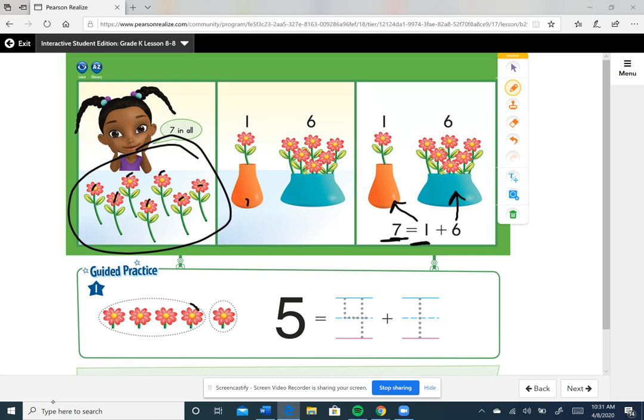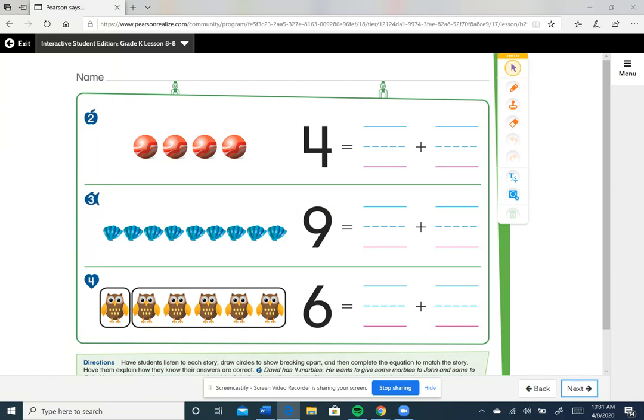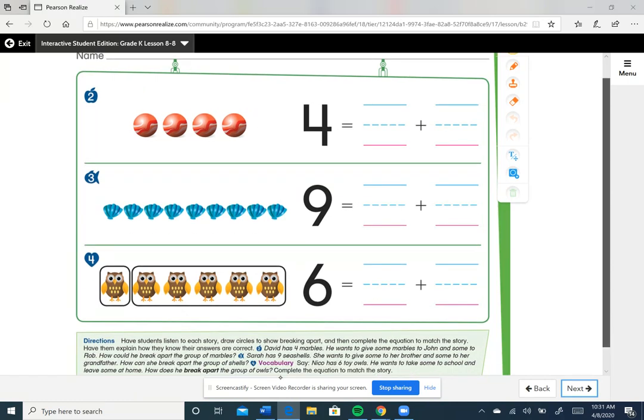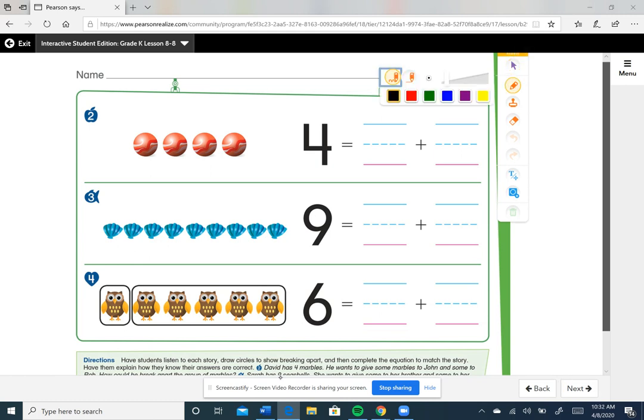So same thing now. She has 4 in one vase, 1 in the small one again. So our equation is 5 equals 4 plus 1. Excellent. All right, now we have some story problems that we got to listen to.